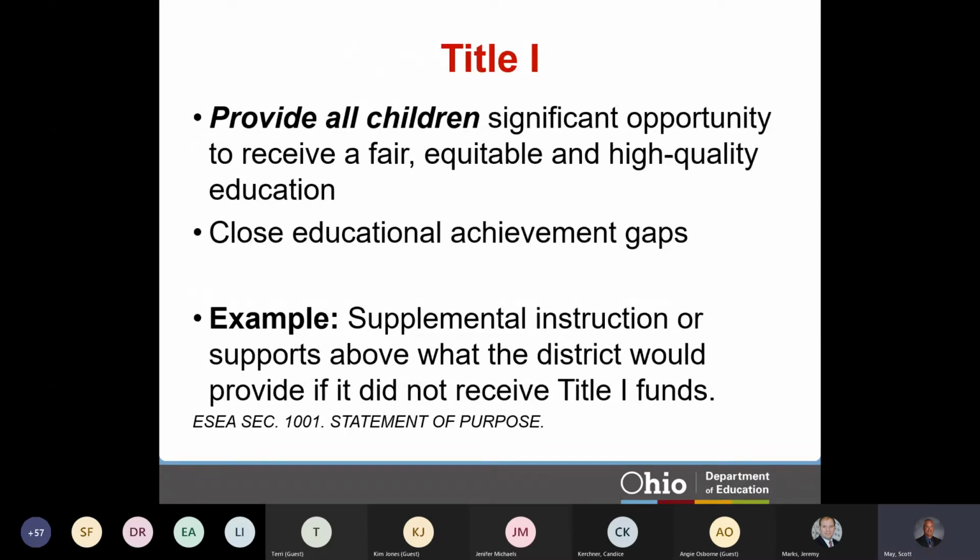Remember, Title I provides all children a significant opportunity to receive a fair, equitable, and high-quality education. It's designed to close educational achievement gaps. And one of the examples is supplemental instruction or supports above what the district would need if the district did not receive Title I funds.